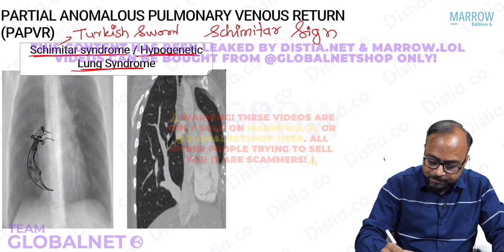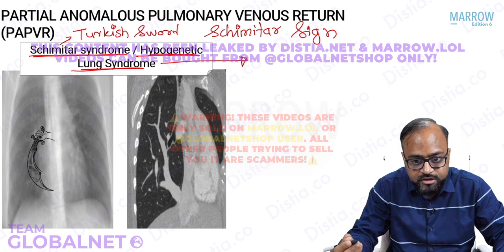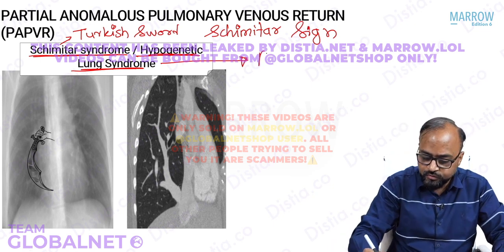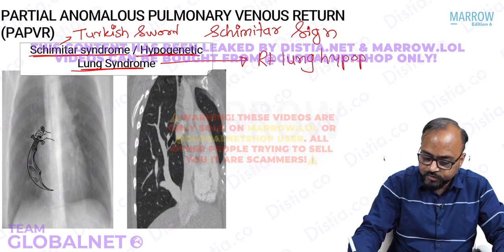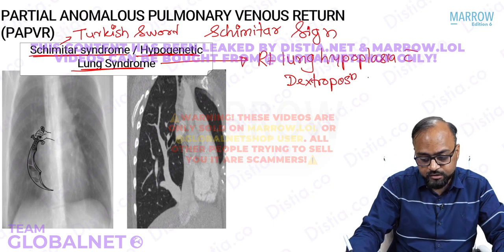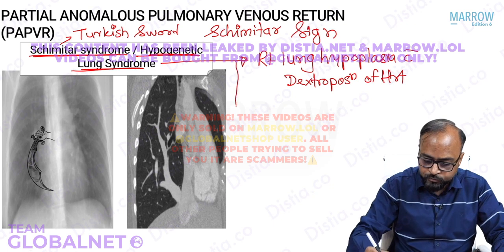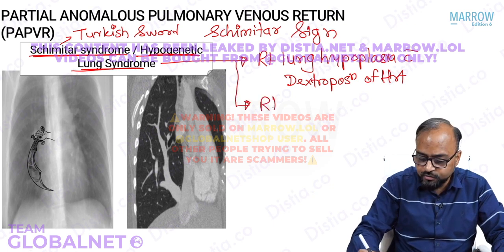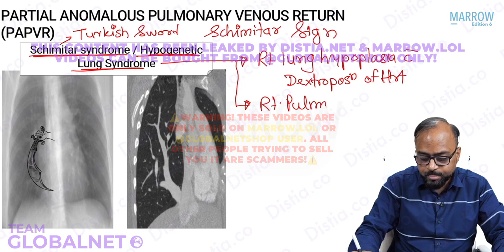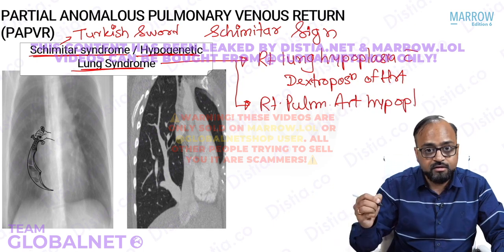Now, hypogenetic lung syndrome or scimitar syndrome consists of certain components. What does it consist of? It consists of right lung hypoplasia with a resultant dextroposition of the heart. Right lung hypoplasia with dextroposition of the heart. There is also hypoplasia of the right pulmonary artery. Right pulmonary artery hypoplasia. Right?